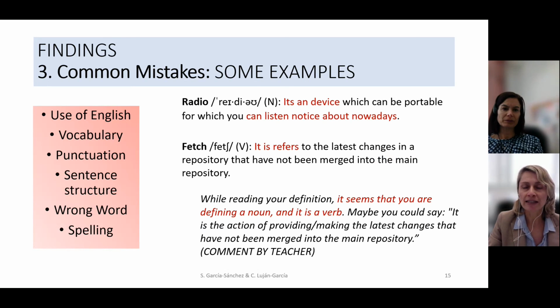Also, in relation to the findings, we also wanted to share in this study the common mistakes that students had, and they were classified in different categories: use of English, vocabulary, punctuation, sentence structure, wrong word, and spelling. And one example, as you can read on the slide, would be the term fetch. And here we have a mistake related to use of English. So you should read, it refers to the latest changes.